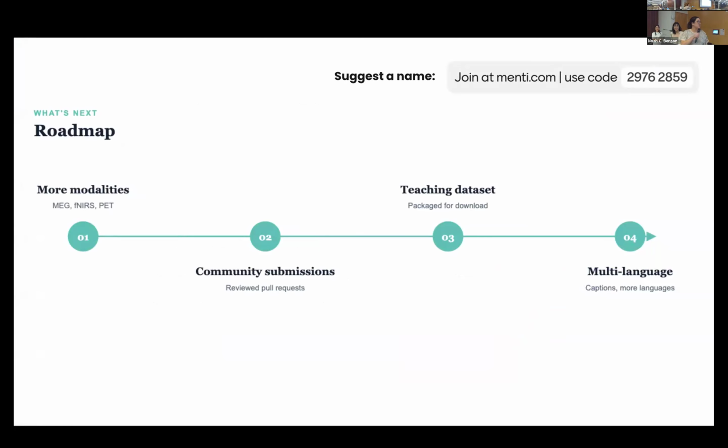We're going to go super quick. We want to add more modalities to this. If you do MEG or PET scans, anything like that, we would love your submissions. If you have any feedback, please send it our way. We would love to make this a resource that's really useful to everyone.